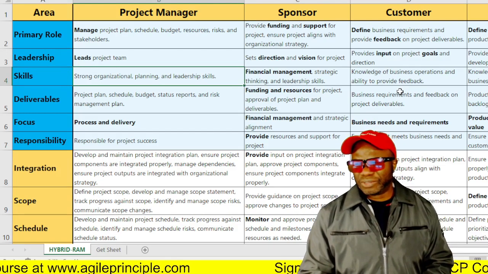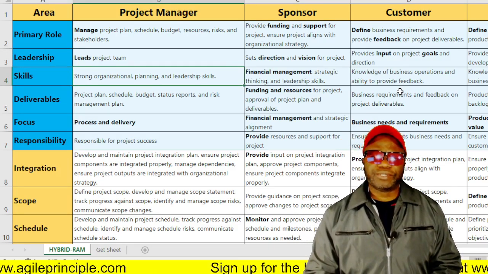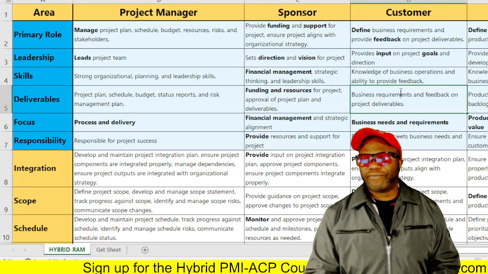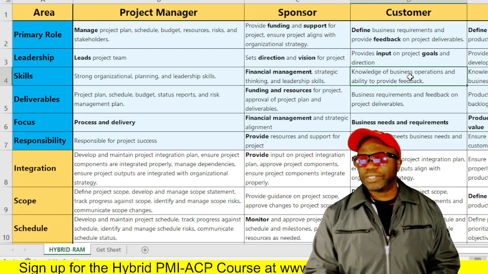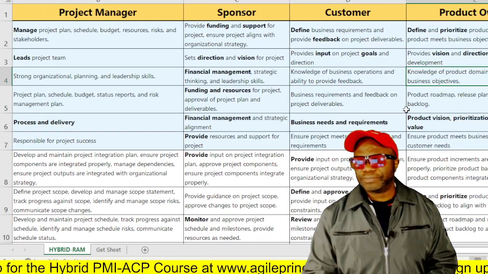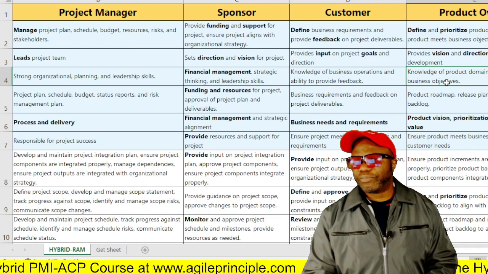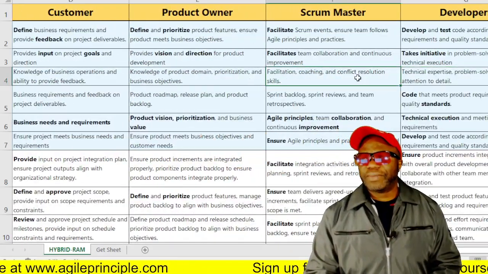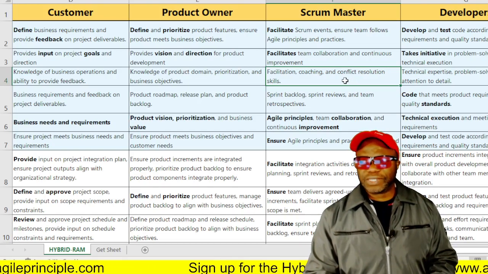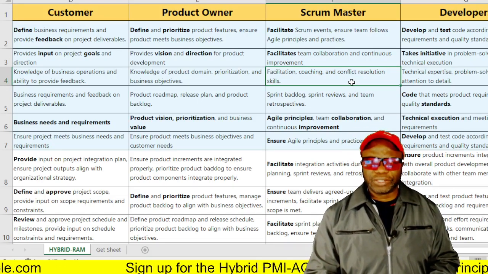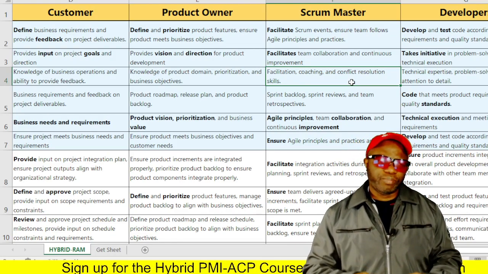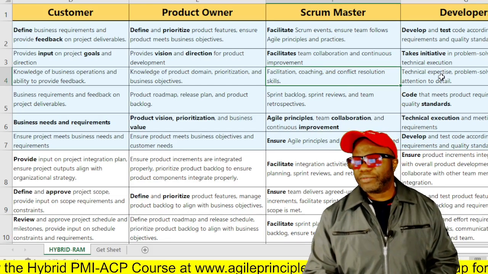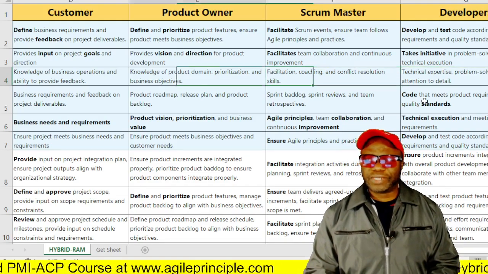When it comes to skills, project managers should have strong organizational planning and leadership skills. The sponsor should have financial management skills. The customer should have knowledge of business operations. The product owner should have knowledge of product domain, prioritization, and business objectives. The Scrum Master should have the ability to facilitate, coach, and resolve conflict, as far as bringing people to the table to solve the conflict, not solving it for them. And the developers, technical expertise, problem-solving skills, and so on.